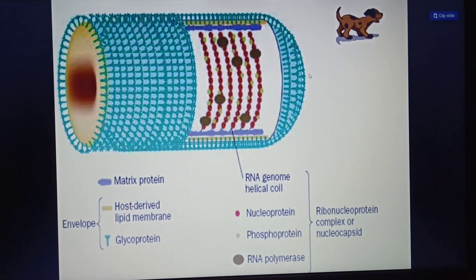Now, regarding the structure of the rabies virus, it presents a matrix protein and a lipid membrane, glycoprotein, and some RNA genome, a helical coil, and nucleoprotein, phosphoprotein, and RNA polymerase. This is the major structure of the rabies virus.